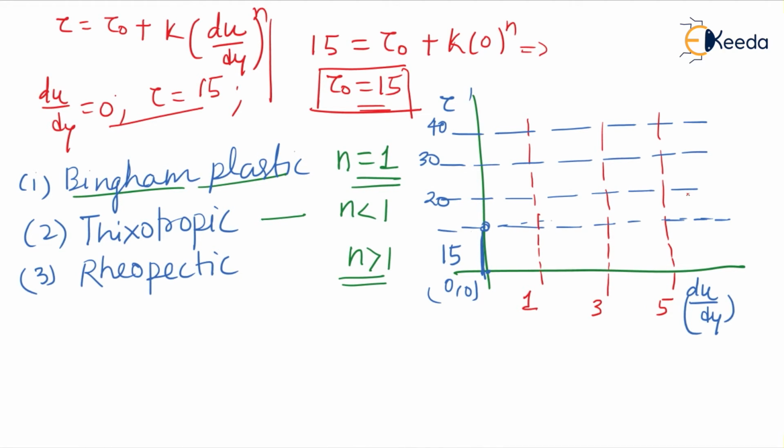Now we need to check the slope. How can we check the slope? We need to mark the points. What is the data given? At 0, 0 it is 15. Then from 1 it goes to 20. Then at 3 it goes to 30. And then at 5 it goes up to 40.